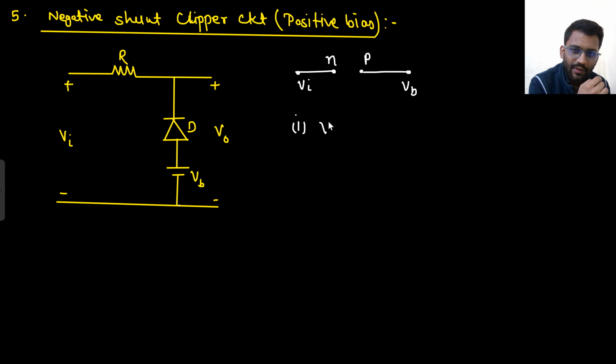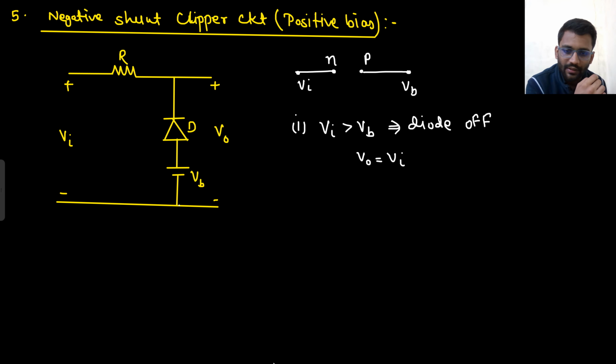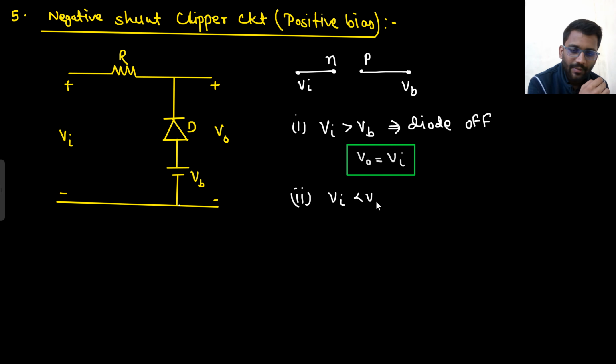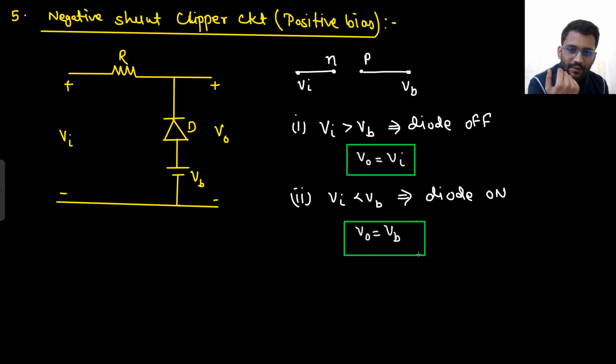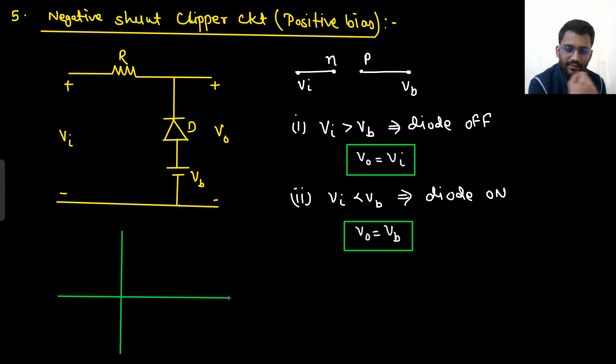So first, when V in is greater than VB, what will happen? Diode will be off. And if diode is off, what will be the answer? V out will simply be equal to V in. Right? No current through the resistor, so complete V in will be coming out to the output. So when V in is less than VB, what will happen? Diode will be on, that means this diode will be shorted. So V out will simply be equal to VB. Well and good.